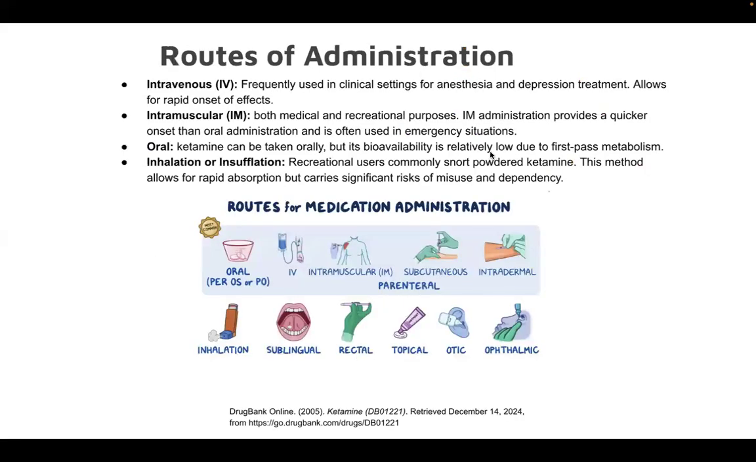And then for the routes of administration, it can be administered in many ways. The main ones are IV, which is frequently used in clinical settings for anesthesia and depression treatment. It allows for rapid onset of effects. Intramuscular, this has both medical and recreational purposes. IM administration provides a quicker onset than oral administration and is often used in emergency situations as well.